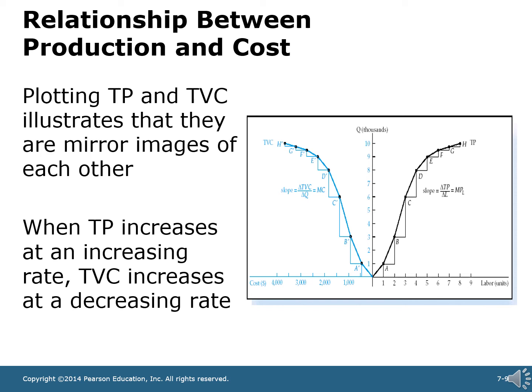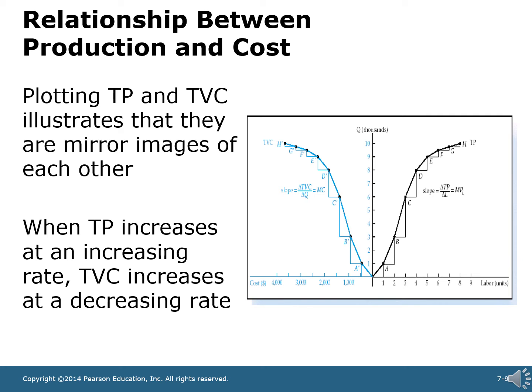All right, so here we plot the total production and the total variable cost on a graph. Now, the y-axis is going to be the quantity that's being produced in thousands. And then on the x-axis, we have the cost or the labor units. So we have the cost for the total variable cost and the labor units for the total production. And we can see that they are mirror images of each other. They follow the same way.